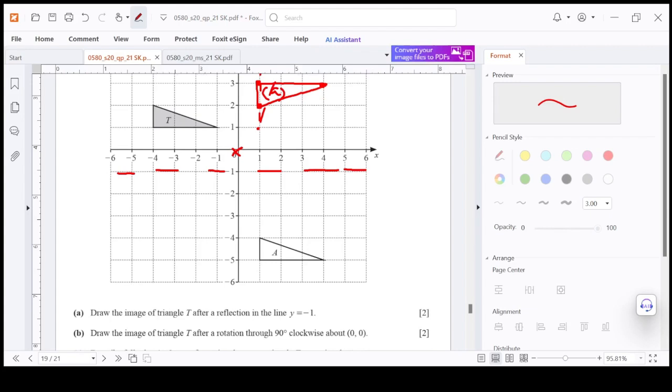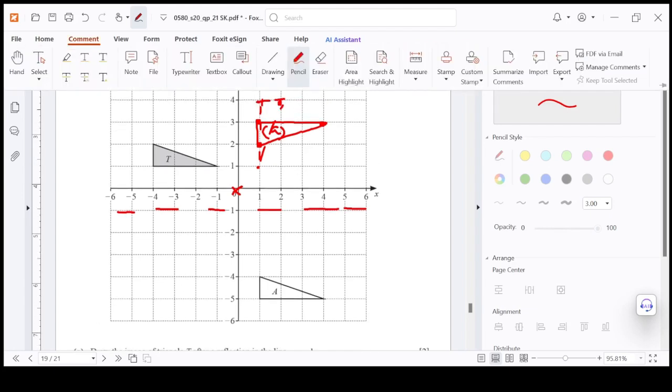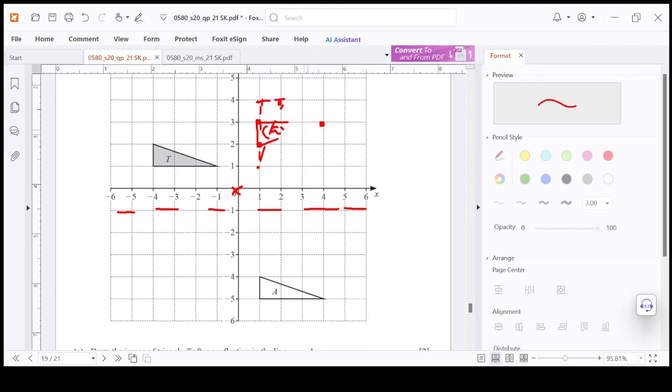Oh my God, I was supposed to reflect T. I was not supposed to reflect A. I cannot believe I blundered like that. Actually, I can believe I blundered like that. Anyway, let's quickly fix that. This is the answer for part B. And for part A, I'm going to do that in a second. So 2 units down like this, then like this, and then like this. This is the answer for part A, and that's the answer for part B.